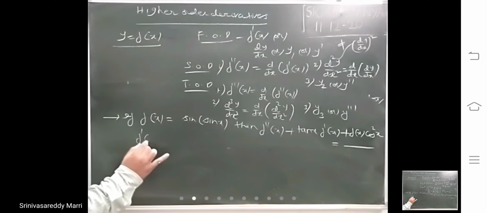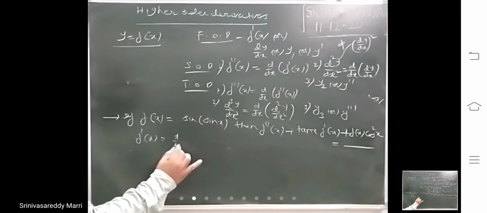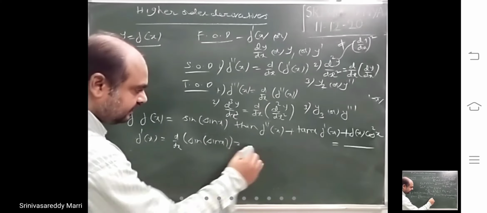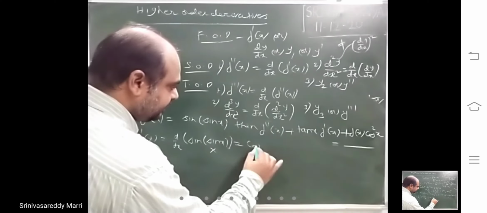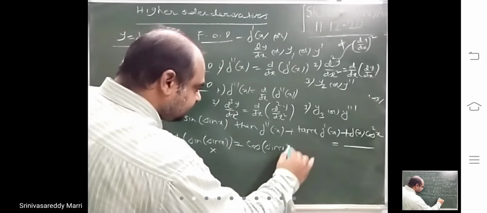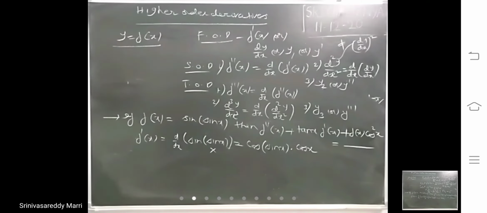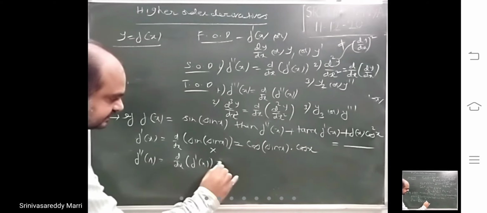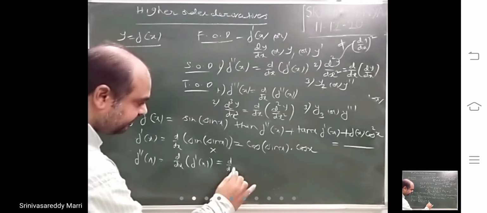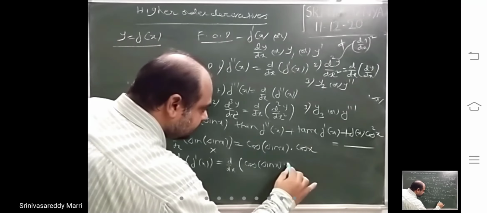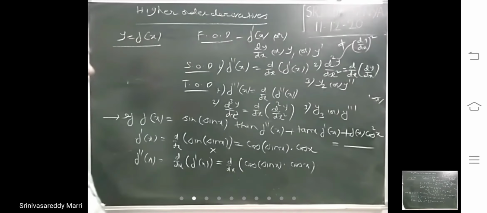So first we will calculate f dash x. F dash x is direct, d by dx of sine of sine x. What is the derivative? Cos of sine x into the derivative of sine x, which is cos x. So this is the first derivative. Second derivative means d by dx of f dash x, d by dx of the first derivative. So d by dx of cos of sine x into cos x.